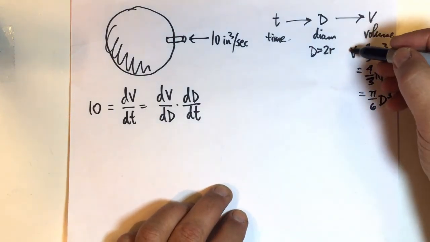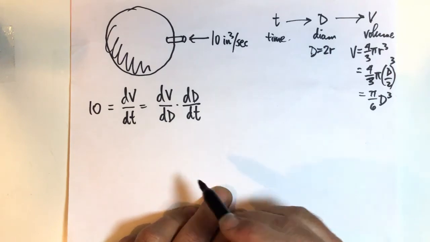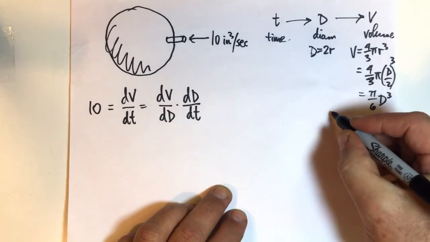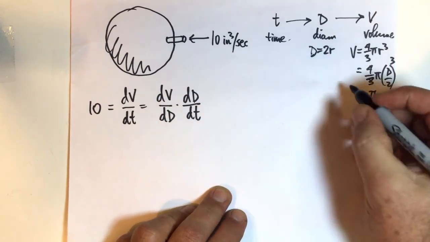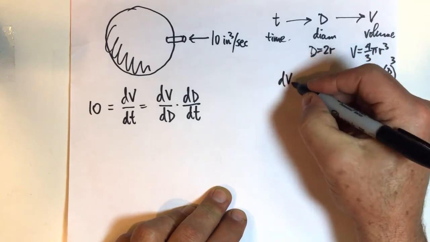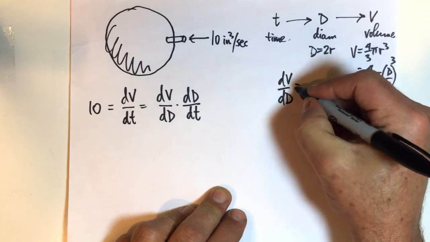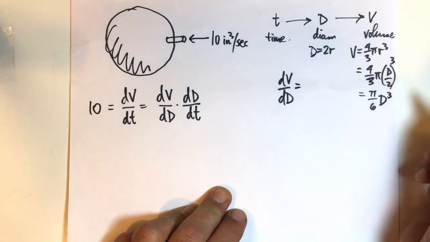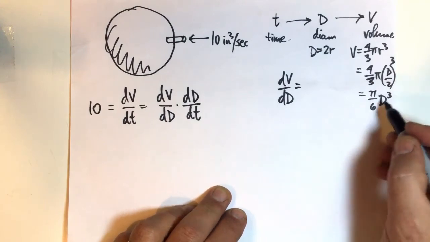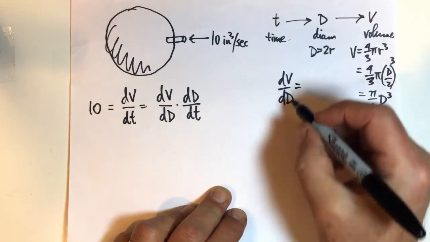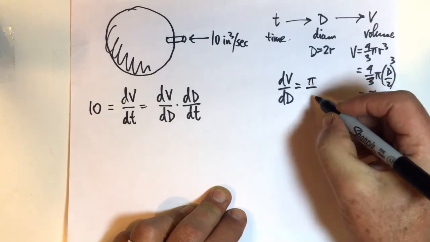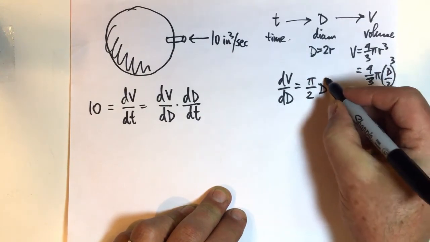And if you know how volume depends on diameter, then you can take that derivative and let's just work it out. So dV by dd. So it's the power rule, and you bring down the 3, get a little simplification. This ends up being pi over 2 d squared.